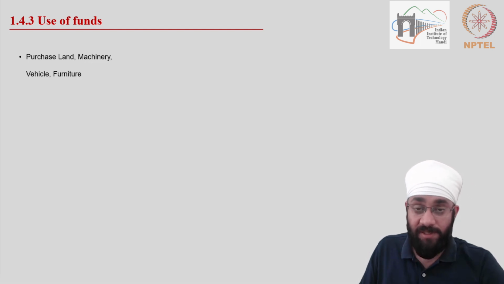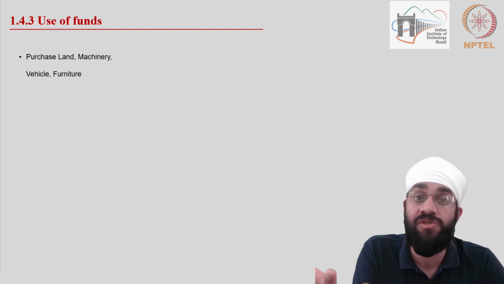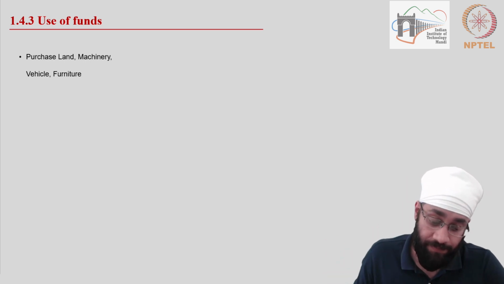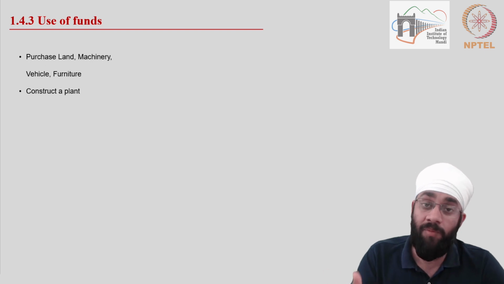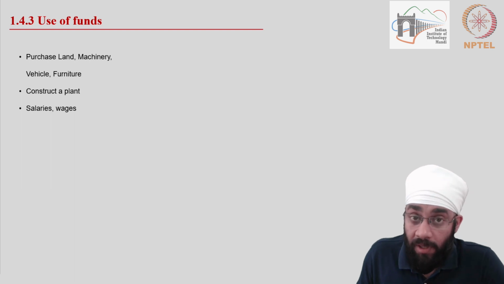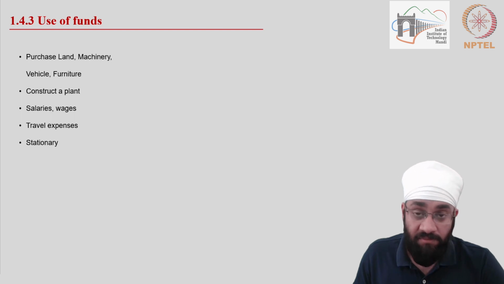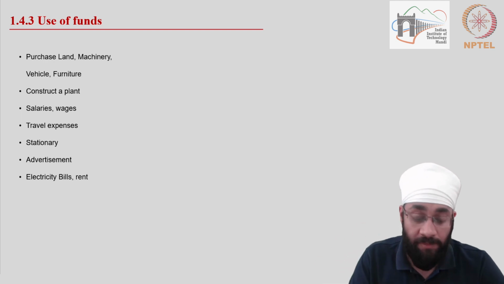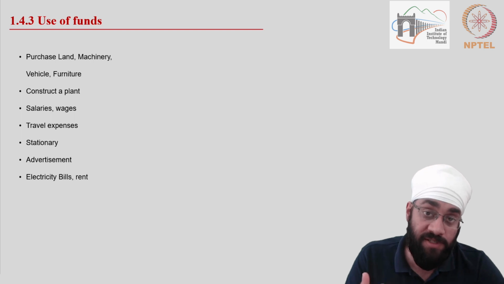Now, you use the funds in the business to purchase land, machinery, vehicle, all the resources which you need to manufacture the goods or to operate the business. Then possibly, if you're in manufacturing, you have to set up a plant. You have to buy various equipment to run the plant as well. You have to hire people, you have to pay them salaries and wages, you have to travel for business purposes. There is stationery which you require, advertisement, electricity, rent, you name it.